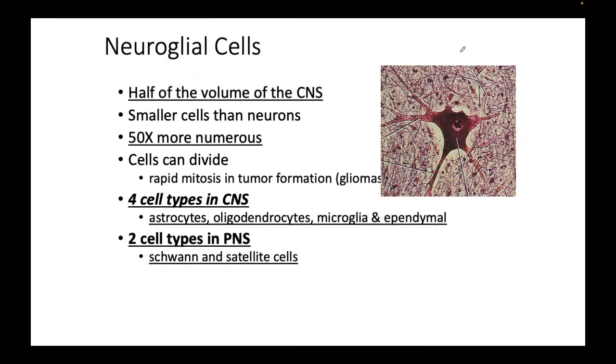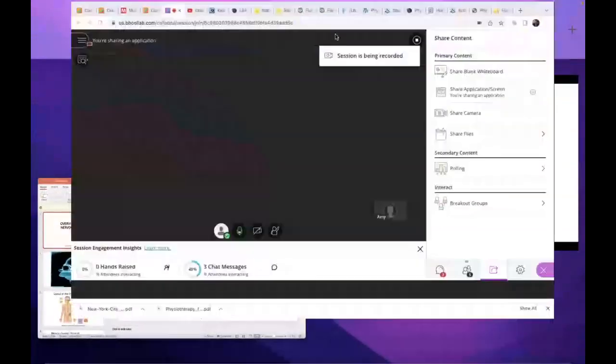Good place to take a break. When we come back, I will now get into the neuroglial cells now that we've finished the neuron.